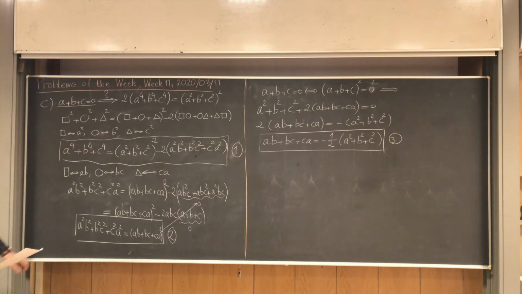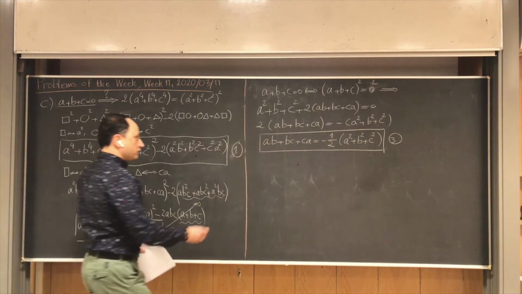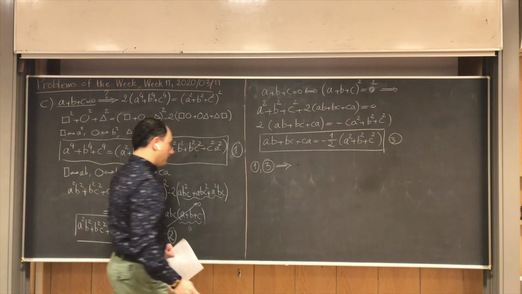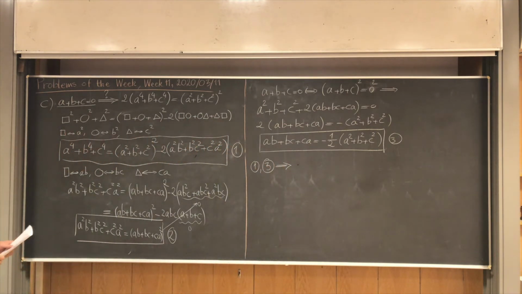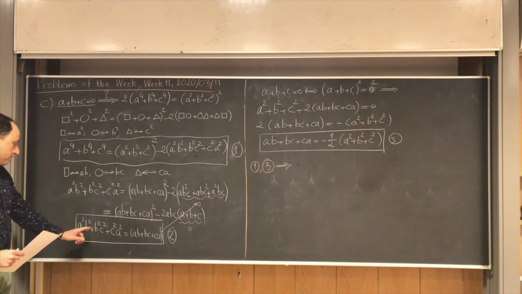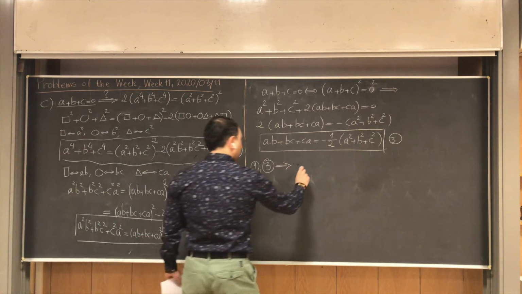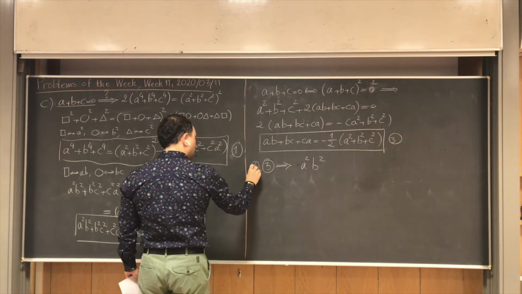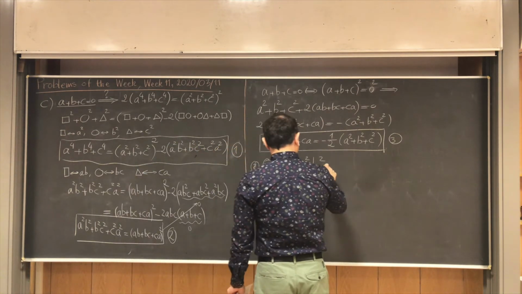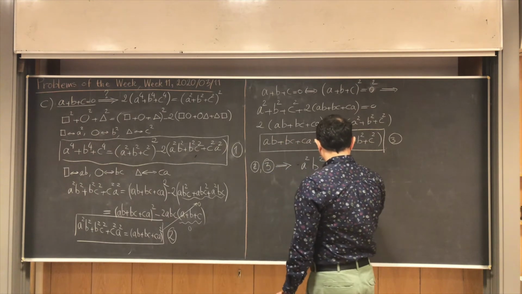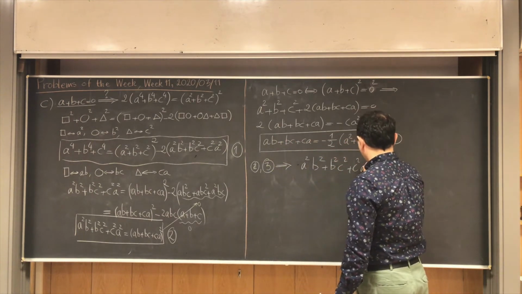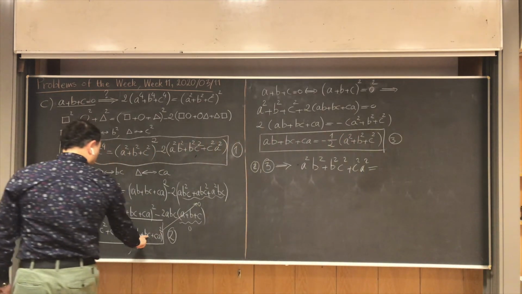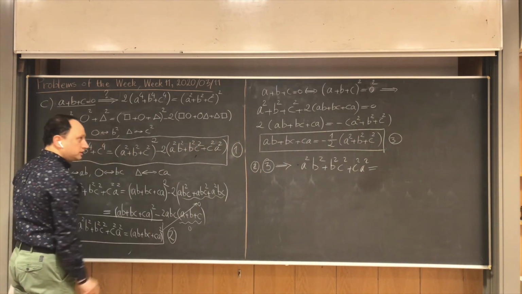Yes. So you see that comparing 1 and 3, what can I conclude? Comparing 2 and 3: A squared B squared plus B squared C squared plus C squared A squared is equal to (AB plus BC plus CA) to the power of 2.